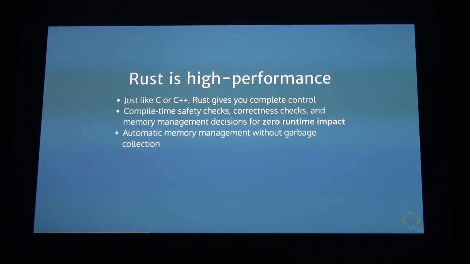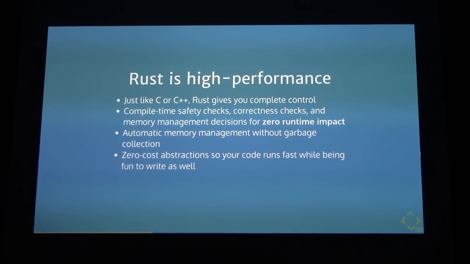As I mentioned before, Rust does automatic memory management without garbage collection. All of the decisions about allocating and freeing memory are made at compile time so that there's no impact on your code while it's running. And Rust borrows the excellent concept of zero-cost abstractions from C++, so that you get to write code that feels really high-level, but is as performant as if you'd written it in a lower-level language.